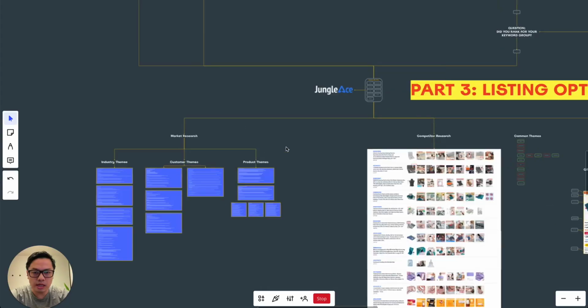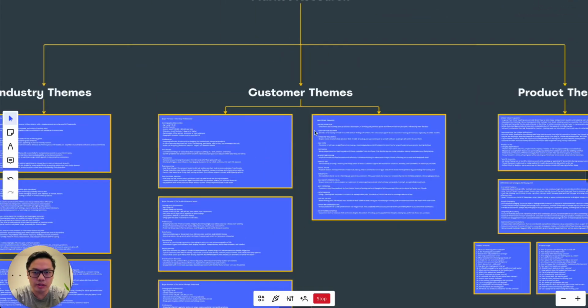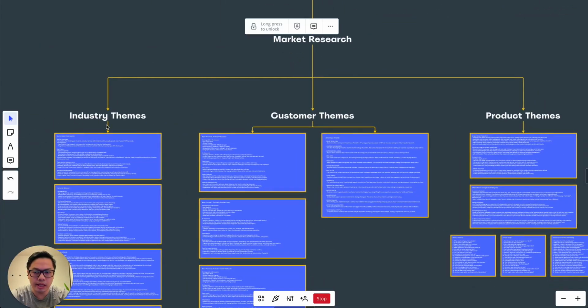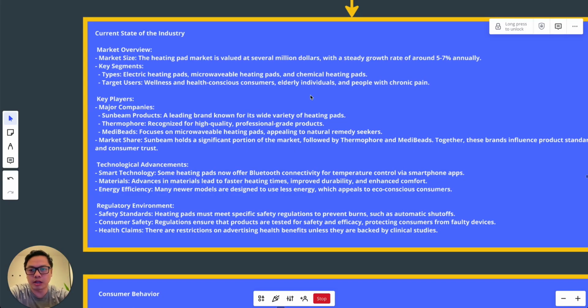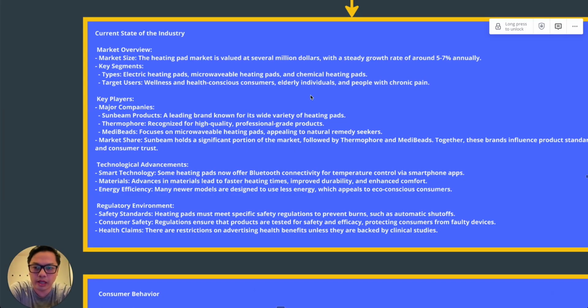To start all this, I like to understand the market research side, and I do it by looking at 3 different angles. First, I like to understand the industry themes. I'm just going to read a couple of these, to find out anything that pops up that I might be interested in when I'm creating or reviewing the creatives, the title, and the bullet points.